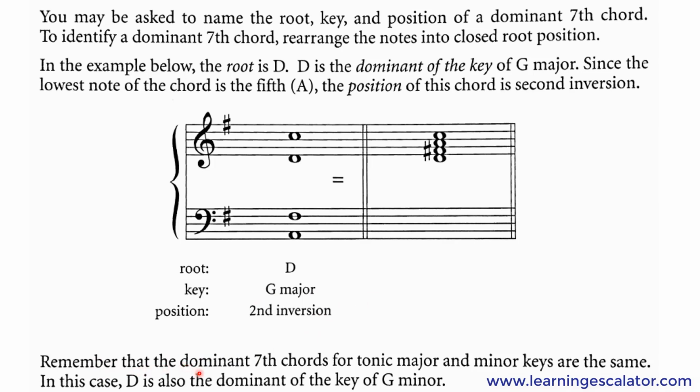Remember that the dominant 7th chords for tonic major and minor keys are the same. In this case, D is also the dominant of the key of G minor, but it's G major because of the F sharp in the key signature.